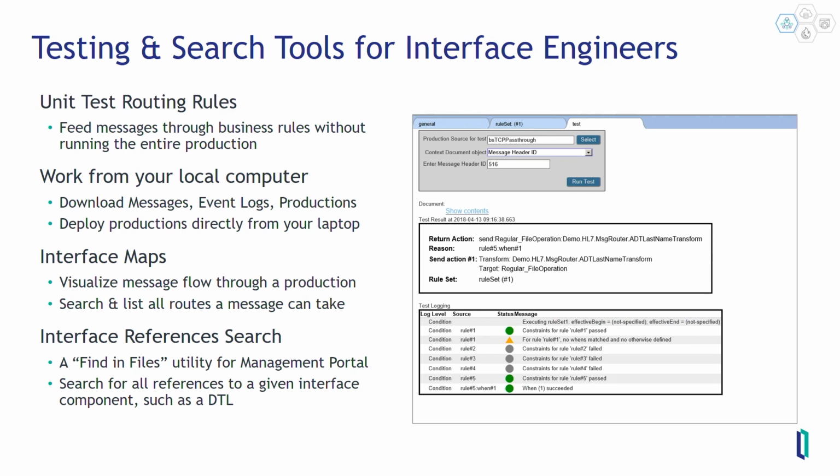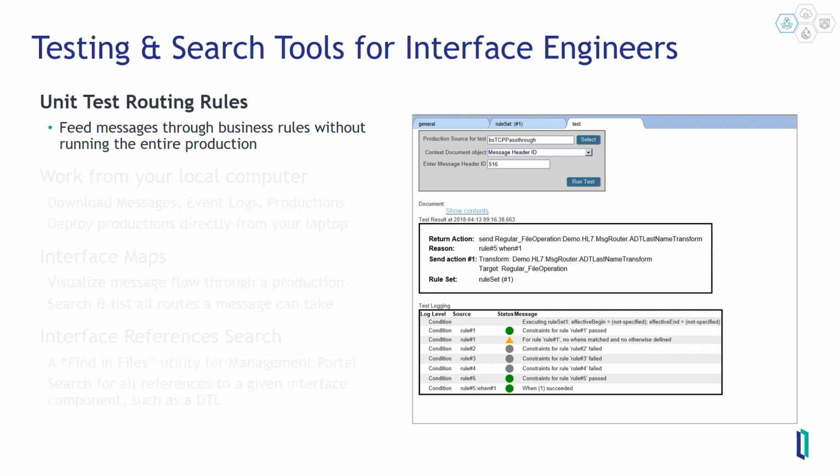And there are other enhancements in the area of testing and search capabilities. The first one I would like to point out is the unit test of routing rules. Previously, we had the ability to do unit testing of DTLs directly from the DTL editor. Now you can do something very similar with routing rules from the business rule editor without having to run sample messages through the entire production. So this ability has been added.